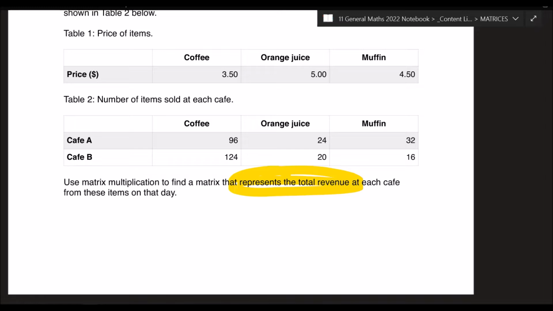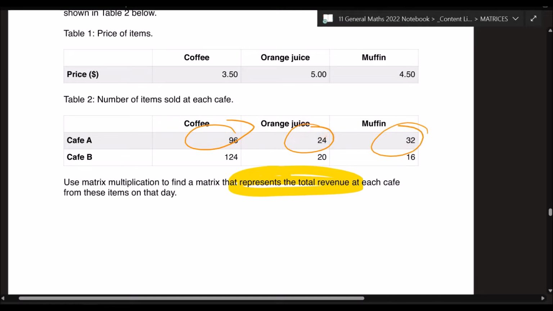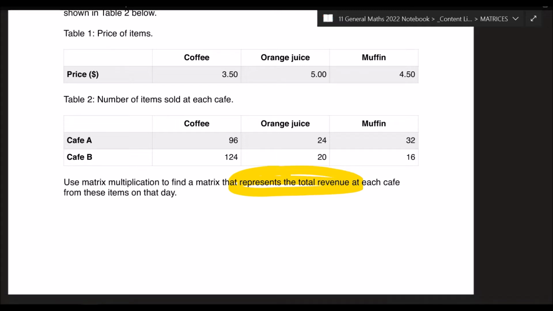So what I'm trying to find out is how much coffee, OJ, and muffin they sold, but also how much money they made from selling that many for each cafe. And that's essentially what you're going to be doing for Cafe A and B. But if you look at the question, it says using matrix multiplication. So you've got to multiply the values somehow to get the totals for each. So how do we do that?